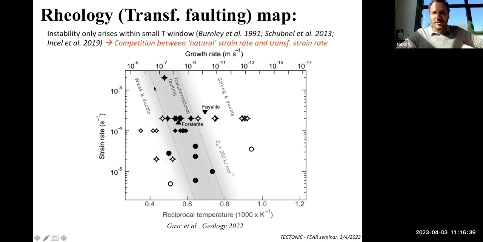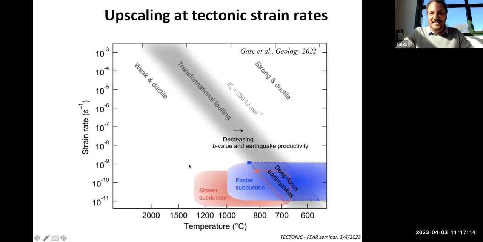So basically, what you're looking at is that if you are very fast, then you need to be very cold. But as you go slower and slower in this system, basically you will have instabilities at higher and higher temperatures, because what is important is the competition between the natural strain rate and the transformation rate in this system. This is actually quite nice because you can maybe try to extrapolate this window. So this is what Julien did.